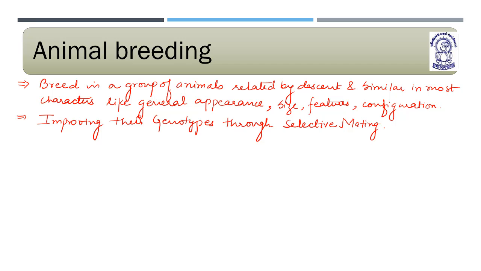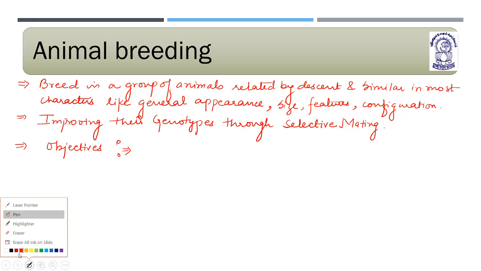What are the objectives of animal breeding? The very first objective of animal breeding is the improved breeds will have a high or long lifespan and they will produce progenies at a much faster rate. So, to increase growth rate.